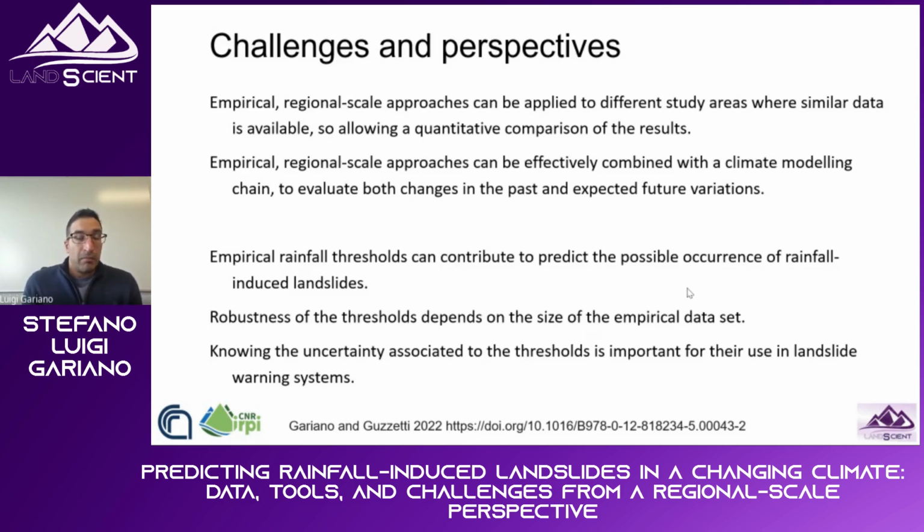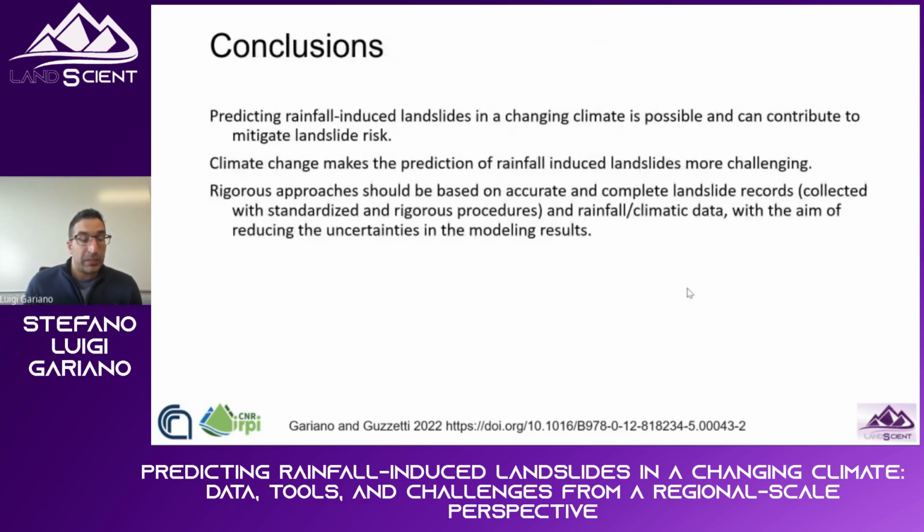Independent, but that can be considered an independent data set both in time or a data set that were collected from different sources, for example. And moreover, also the uncertainty of such tools should always be evaluated and quantified. In conclusion, we can say that the prediction of rainfall-induced landslide in this changing climate, changing world that we are living in, is possible, and for sure can contribute to mitigate landslide risk.